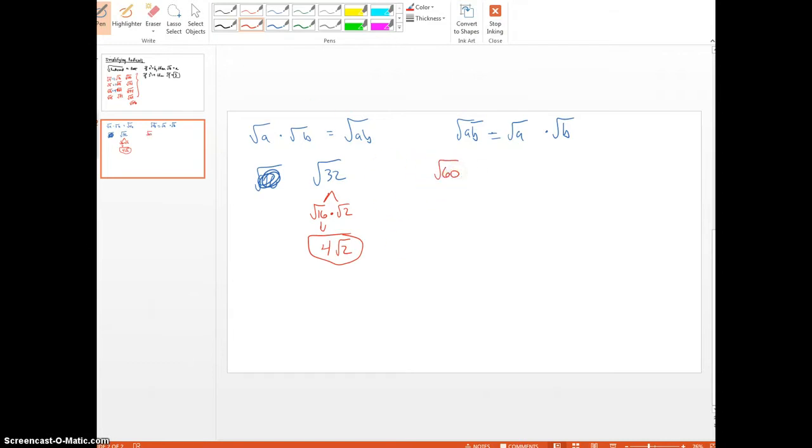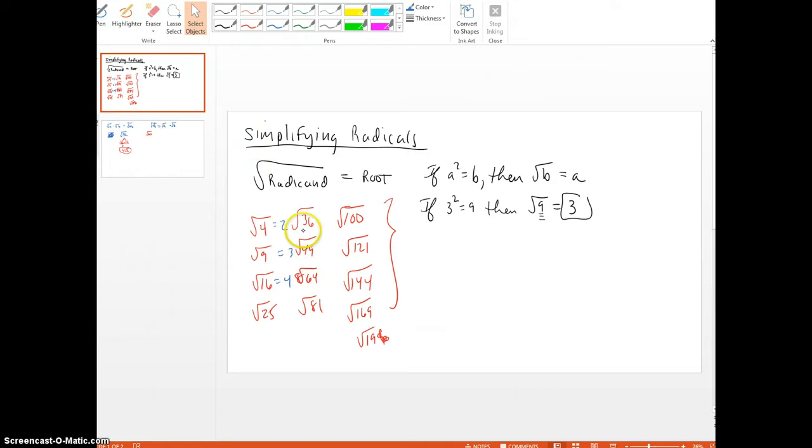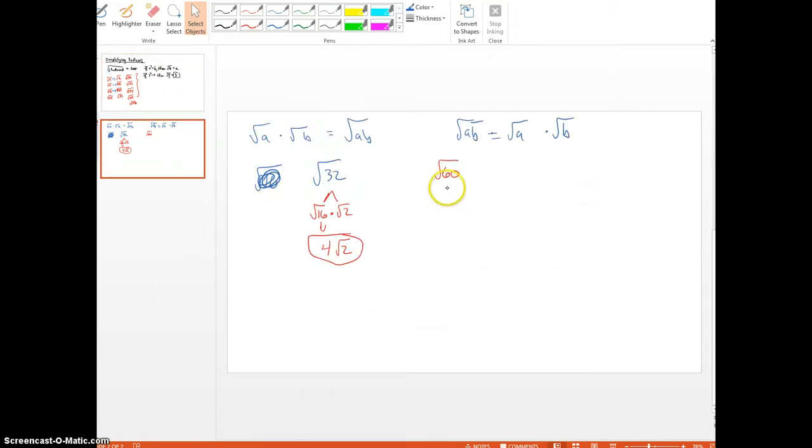Square root of 60. Okay, as we look at our list of perfect squares, what is the largest number that goes into it? Well, if I start with, say, 64, no. 49, no. 36, no. 25, no. 16, no. 9, no. 4 goes into it. The largest perfect square that goes into it is 4. So the square root of 4 times, what times 4 gives me 60? 15. So what's the square root of 4? 2 root 15.